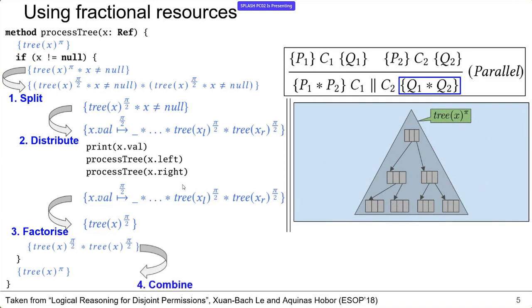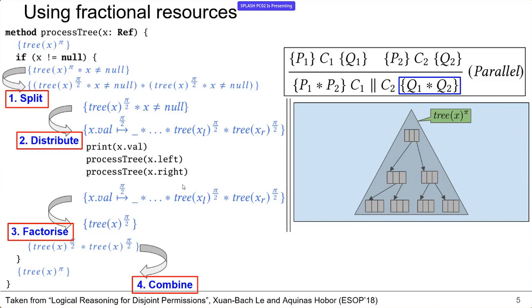So this proof looks simple, and it only proves memory safety. And even though this program is a bit artificial, these four steps are typical steps that we need to perform in typical proofs like this. So split, distribute, factorize, and combine.